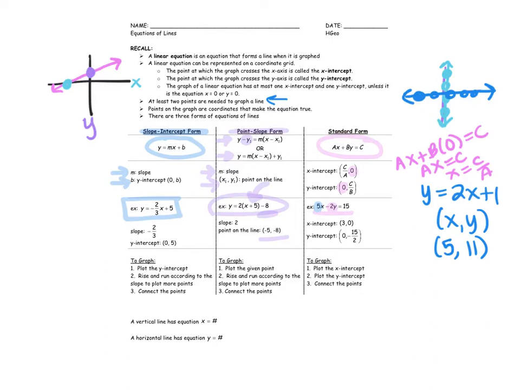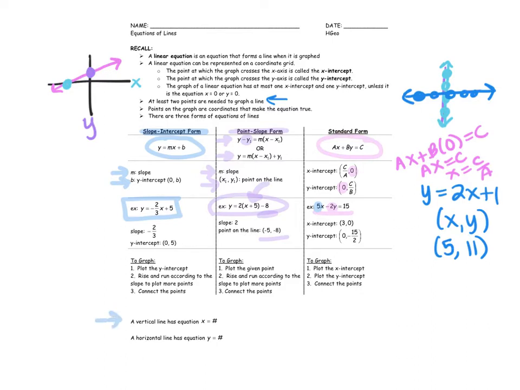You can switch from standard form to slope-intercept form by solving for y, but that really is more work than we need to do when we can very easily, from standard form, just find the x-intercept and find the y-intercept and plot the two and then connect them.